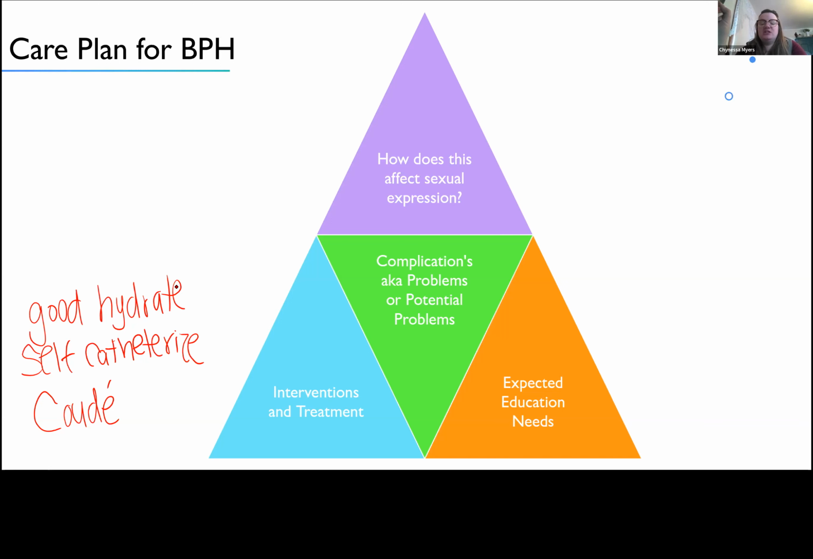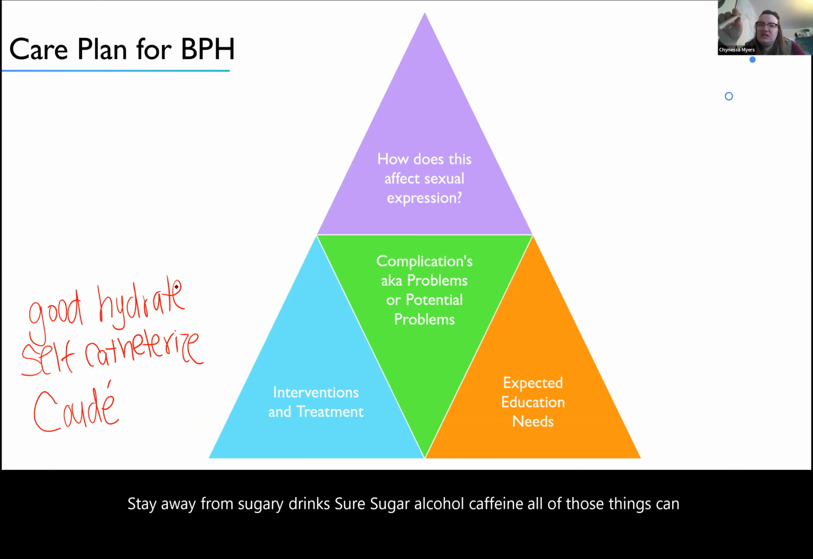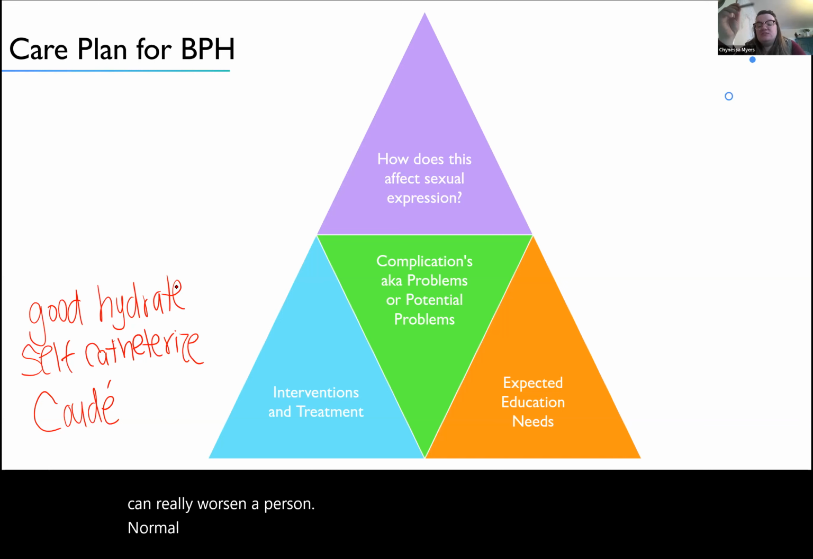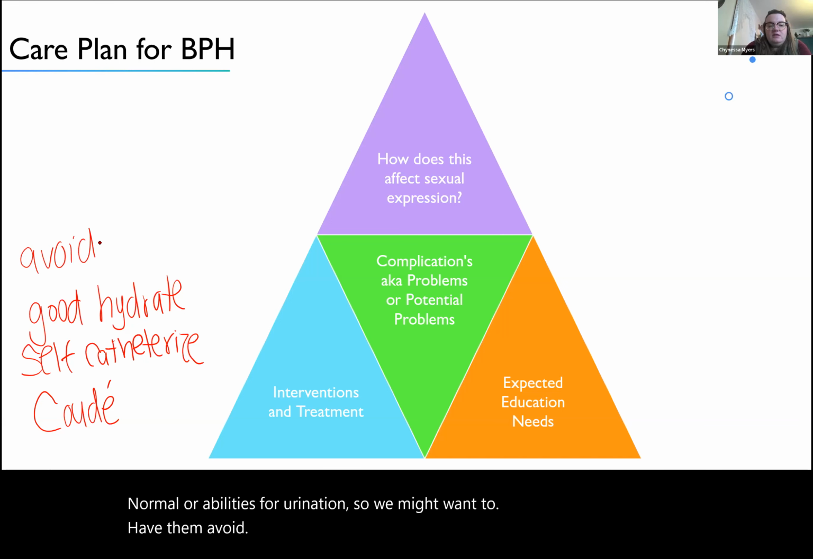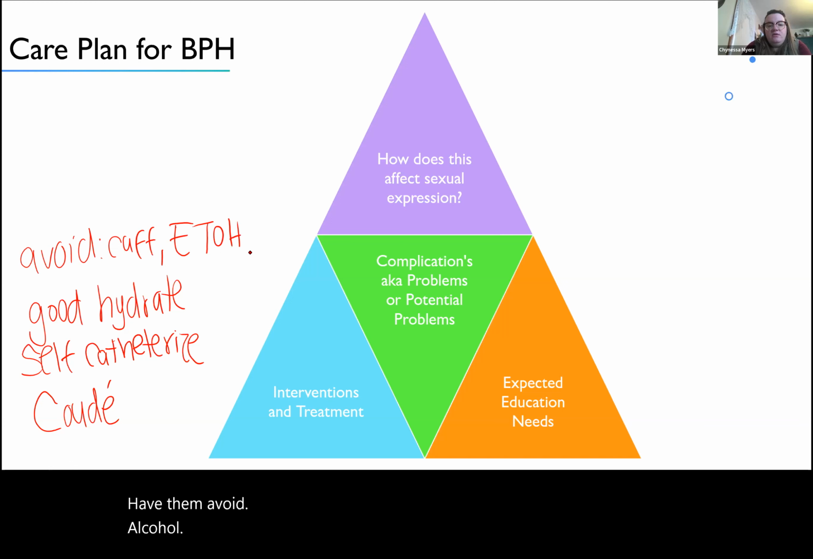Stay away from sugary drinks. Sure. Sugar, alcohol, caffeine, all of those things can really worsen a person's normal abilities for urination. So we might want to have them avoid caffeine, alcohol, sugary drinks.